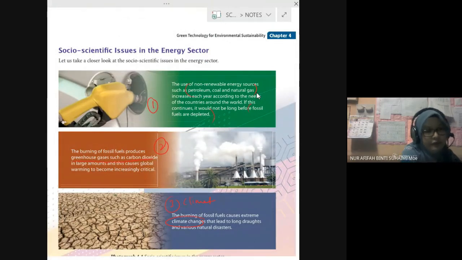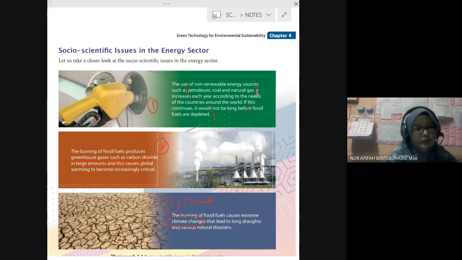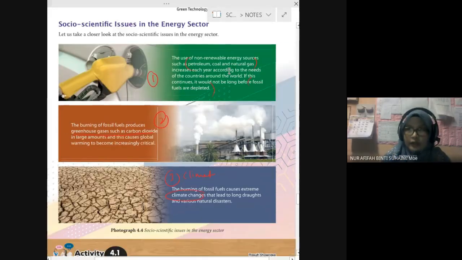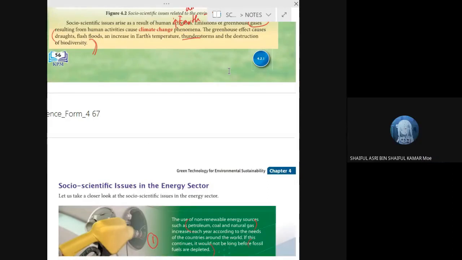Okay, in 4.3 we have waste and wastewater. Apa isu untuk wastewater? Sisa kumbahan, sisa air dan sisa kumbahan. So sama juga, ada social scientific issue dan juga application, semua until 4.5. 4.6 saja lain, dia punya application. So boleh 2 unit hari ni. 4.3 nanti esok kita habiskan sampai 4.6. Baik cikgu.